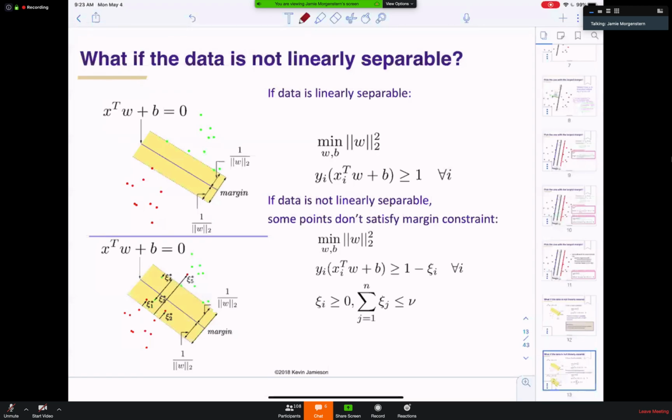If that's the case, it's still natural to ask how we might want to pick a linear separator. But it's no longer the case that all of the points will be at least a margin away from the decision rule. In fact, not all of the points will even be on the right side, right? So the change to the optimization problem is as follows.